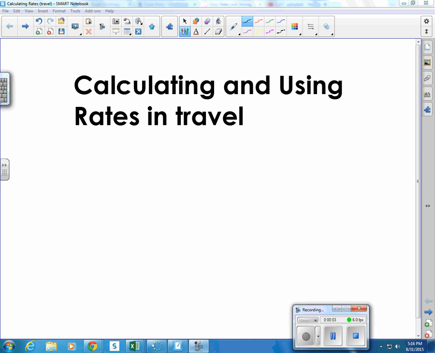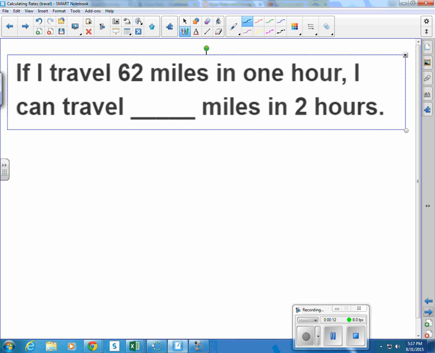This video clip is about calculating and using rates. We'll use them in travel, but they can be used in any situation. These are just some examples.